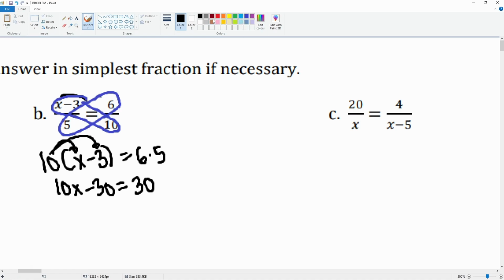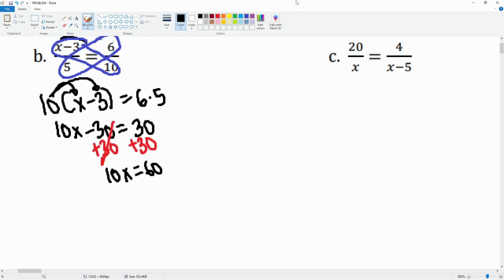We're going to add 30 to both sides because we're trying to get the variable alone. Okay, this cancels, leaving you with just 10x is equal to 60. Then we want to divide 10 to both sides. This does cancel, leaving you with just an x is equal to 6. That would be the final answer here.